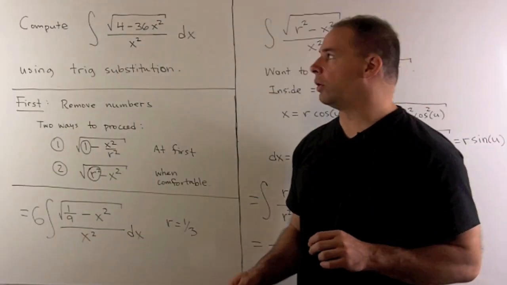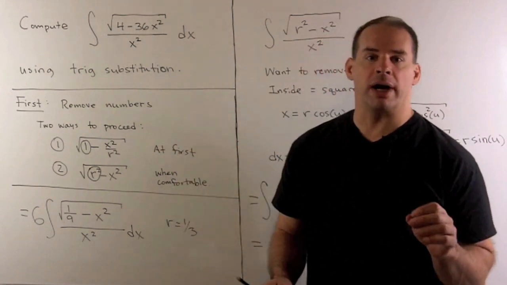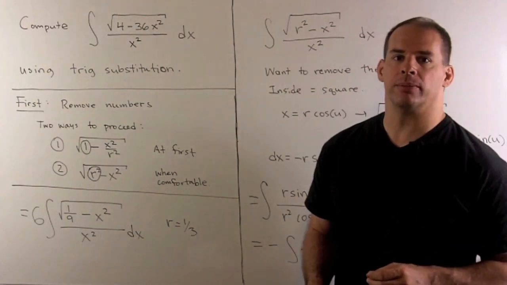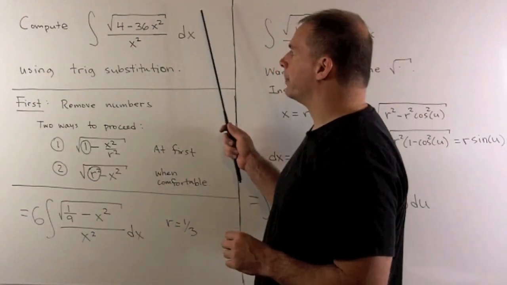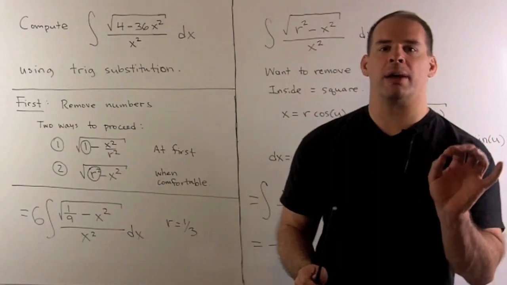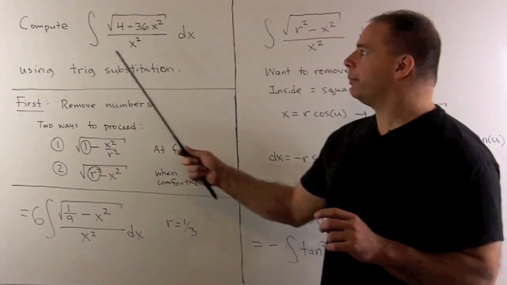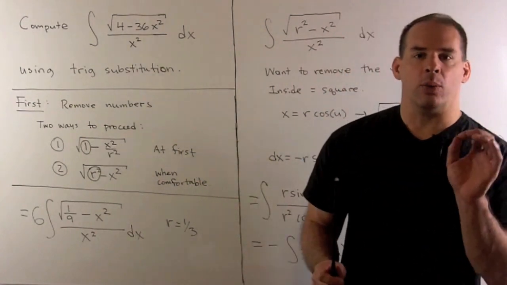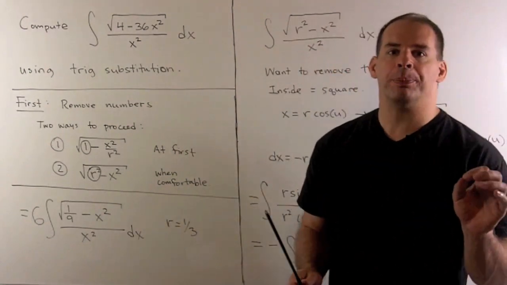Compute the indefinite integral, the square root of 4 minus 36x squared over x squared with respect to x using a trig substitution. Now, when I first approach an integral like this, I want to remove as many of these numbers as I can. So I'll push them into another number r, and then I can work with my integral in an uncluttered way.